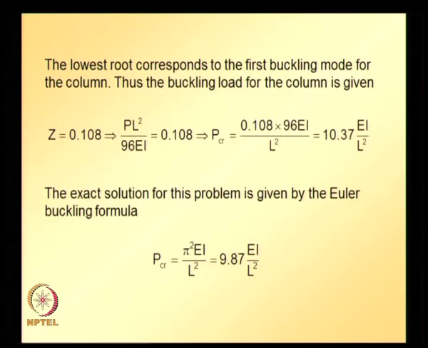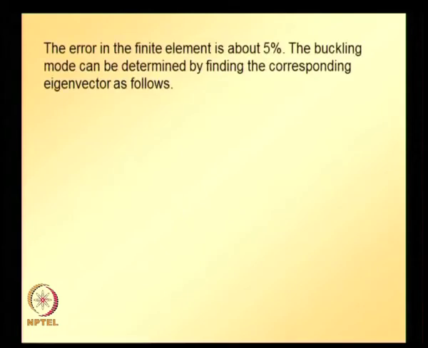Whereas when we apply the finite element method with 4 linear elements, we obtained P critical as 10.37 EI over L square, and the error in the finite element solution that we obtained is about 5%.